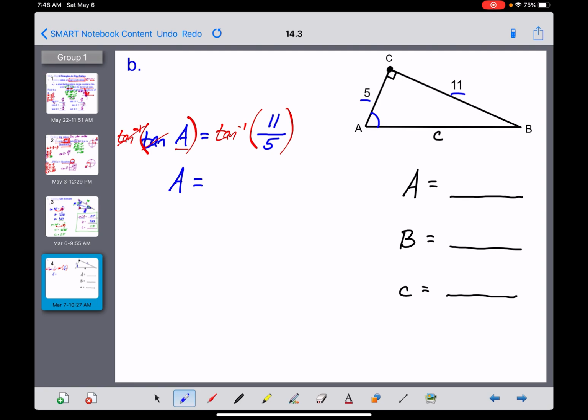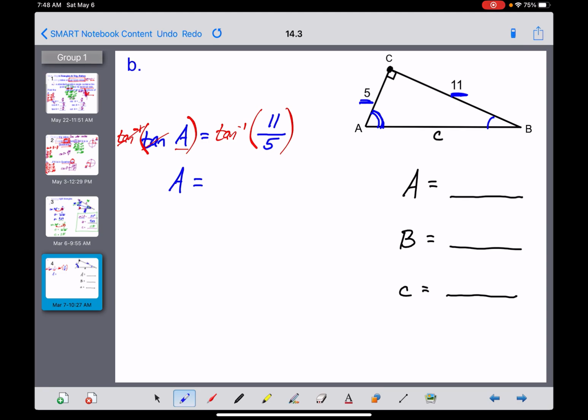Now, think for a second before we type this in. Should we get an A value more than 45 degrees or less than 45 degrees? Since 11 is the longer of the two legs right here, that means that angle A has to be larger. Let me make that a double tick mark, even though that doesn't really mean anything. Larger than angle B. B has to be the smallest angle in this triangle, which means it has to be less than 45 degrees. A is going to be the larger of the two acute angles. It should be more than 45 degrees.